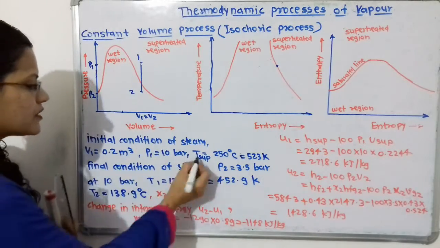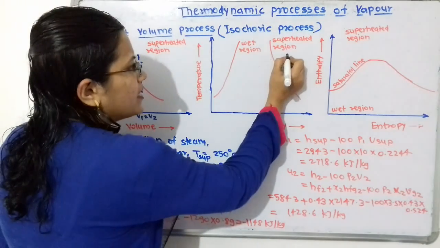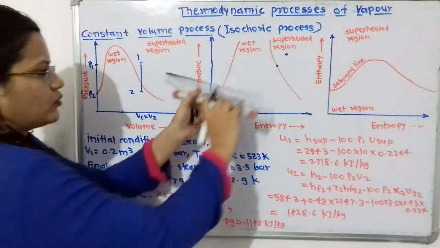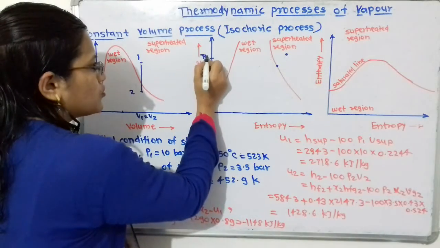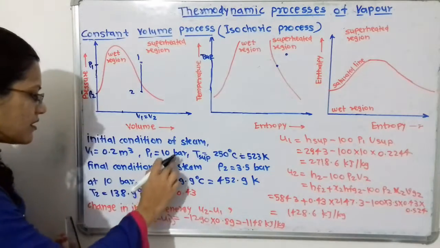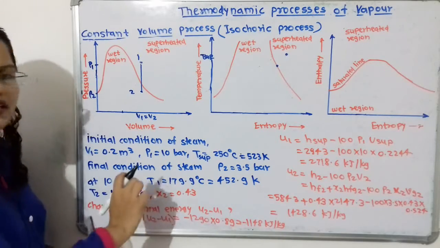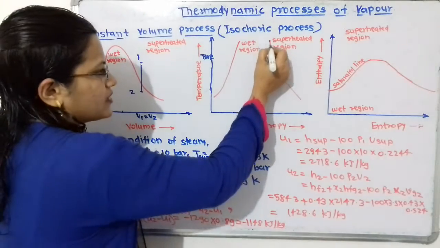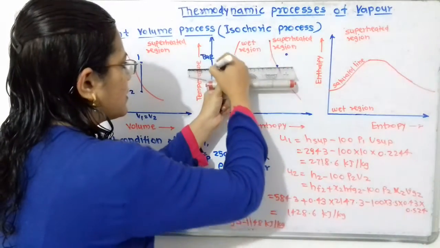Now we will select first the point 1. If we observe, here is the T superheated, in the superheated region. So I will show this T superheated. Then at this 10 bar pressure there is a temperature, that is T1, that is 179. So T1 lies on this saturated line. I will show this, that is T1.